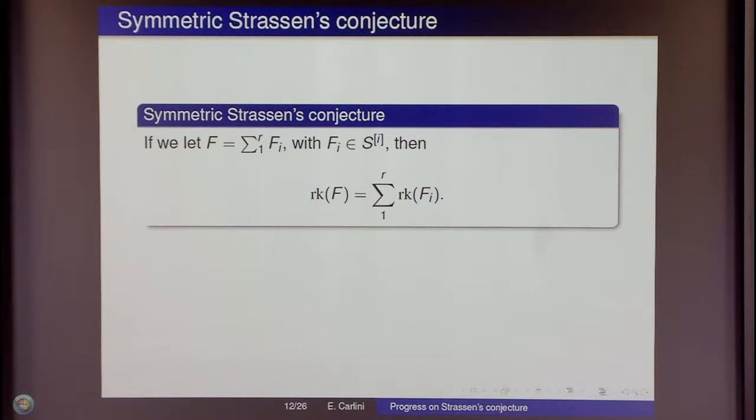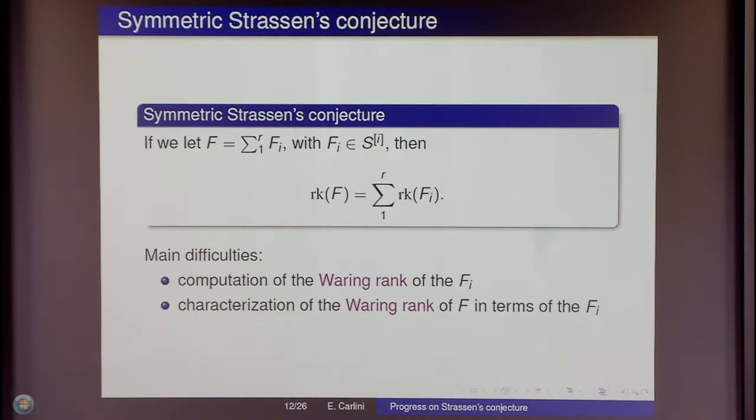So this is basically what the conjecture is telling you. And what is difficult about trying to prove this conjecture is that the Waring rank is quite difficult to compute. It's not easy, so you cannot do many examples. But the fact is also that it is difficult to characterize. And the thing you have to do, basically, is to characterize the Waring rank of each Fi in such a way you can use this characterization to describe the rank of F.